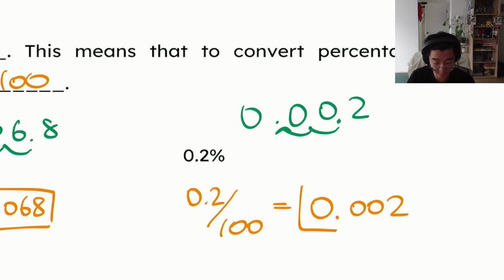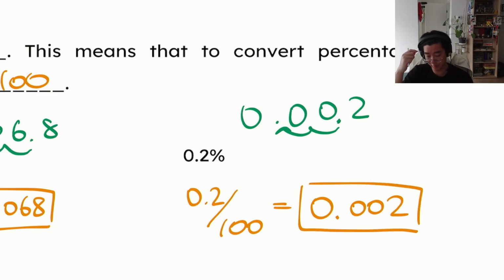So I got confused by my own zeros for a second. Oh wow, that was trippy. Okay, anyways. But yeah, move it 2 places to the left. 1, 2. Fill in the extra zeros in there.